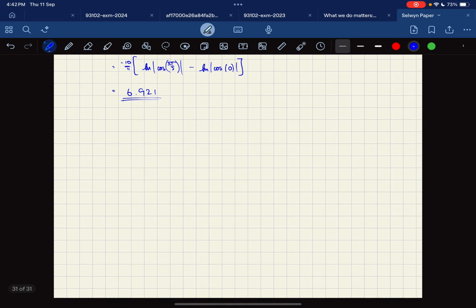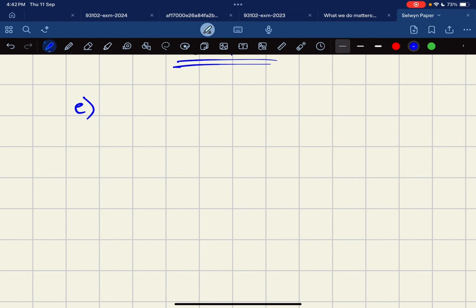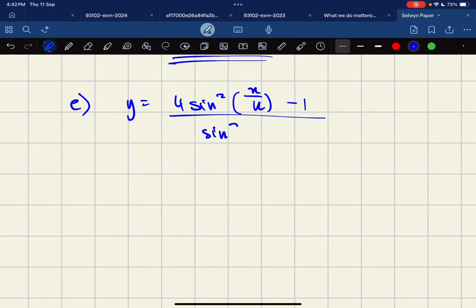Okay, on to part E. Oh my days. So part E, the graph of the function y equals 4 sine squared x over k minus 1 over sine squared x over k, and the function has roots of x equals k over 6 and x equals 5k pi over 6. Determine the area of the section in the graph shown in terms of k. Okay, that is an interesting one.